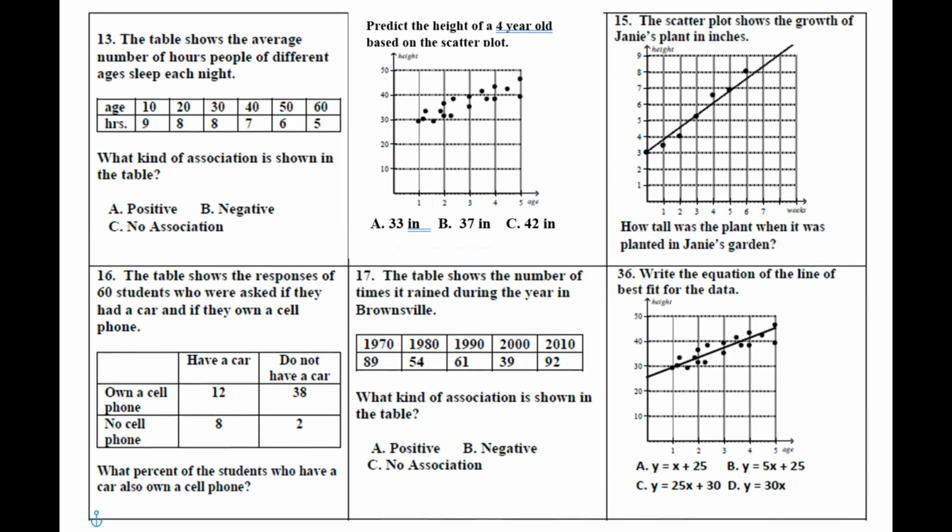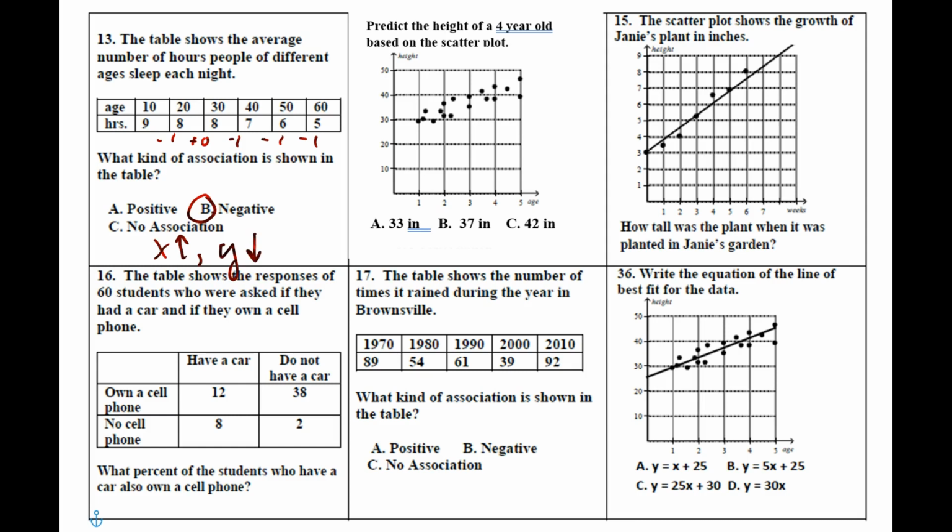Number 13, the table shows the average number of hours people of different ages sleep each night. What kind of association is shown in the table? Are they in order numerically from least to greatest? Yep, 10, 20, 30, 40, 50, 60. So we don't have to worry about that. So this is minus 1, plus 0, minus 1, minus 1, minus 1, which is clearly a negative association. As X goes up, typically Y goes down. Typically the trend.